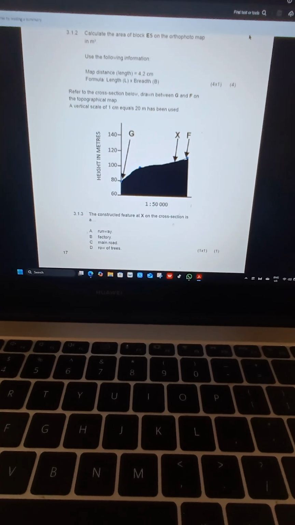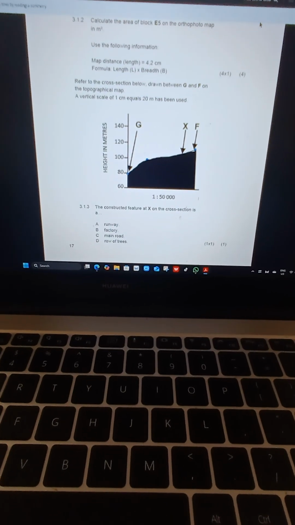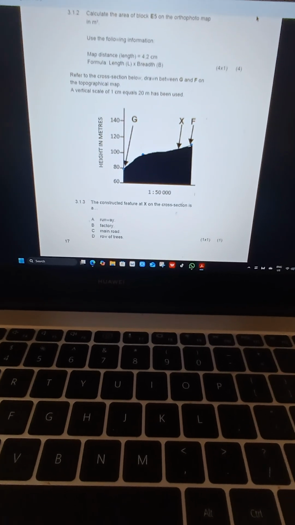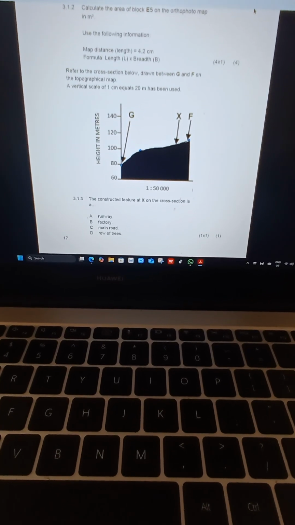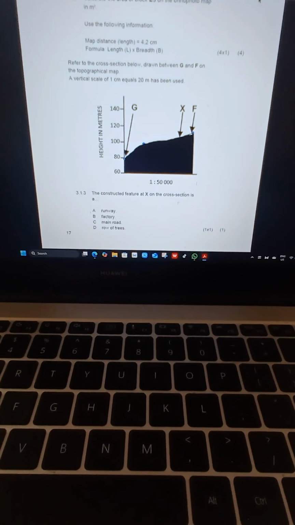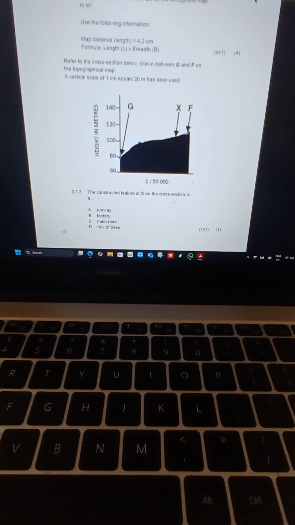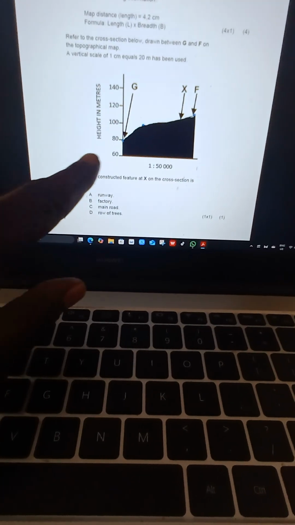So what I'm going to do, I'm going to use the Western Cape paper for 2025, the paper that was written by the Western Cape provincial department. In this paper, they were asked to do the cross section and also intervisibility. I'm going to use it to calculate my vertical exaggeration, because I have the information about the vertical scale, which is 1 centimeter equals 20 meters. That was used as the vertical scale.